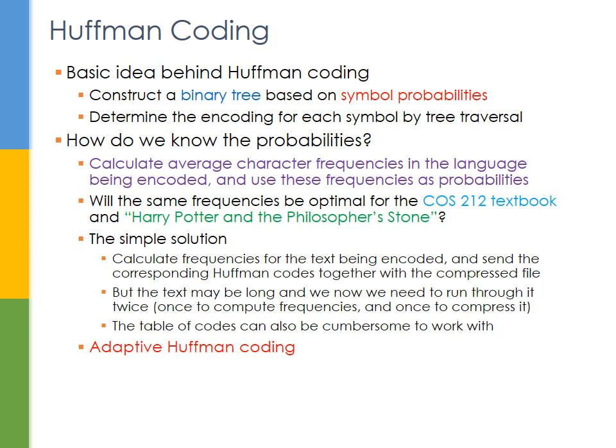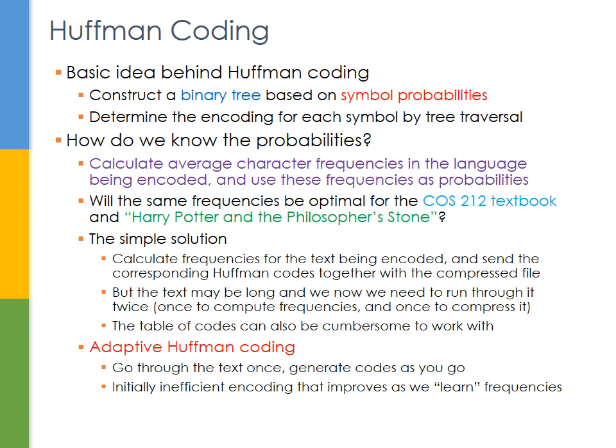This leads us rather neatly to the concept underlying adaptive Huffman coding. Adaptive Huffman coding runs through the text only once, and it generates codes for characters as we go. Initially, these encodings for our characters are very inefficient. In other words, they're very long encodings that require a lot of bits. However, as we encounter more and more characters, the adaptive Huffman coding algorithm learns the frequencies of these characters, and it then improves the codes for them by making them shorter where it's appropriate.